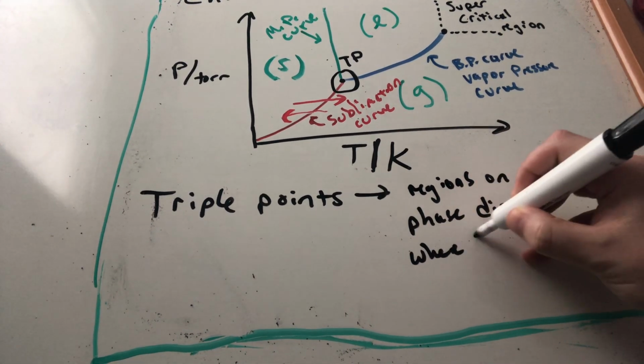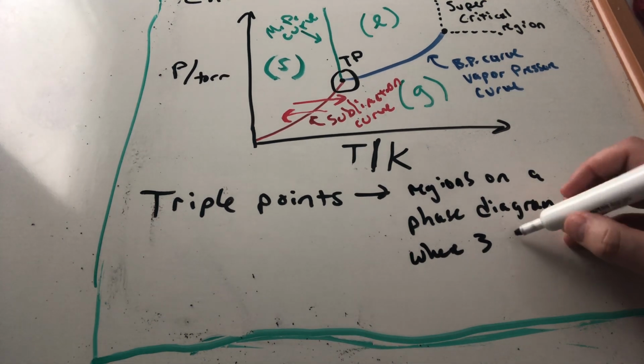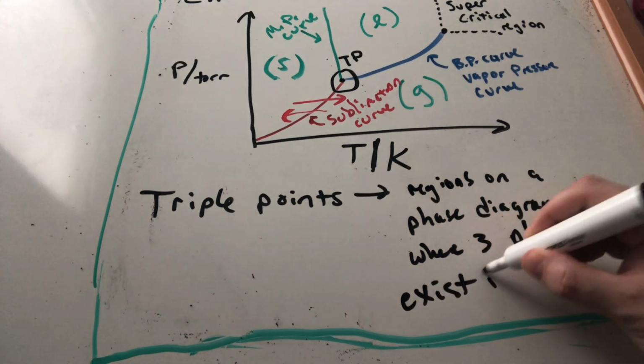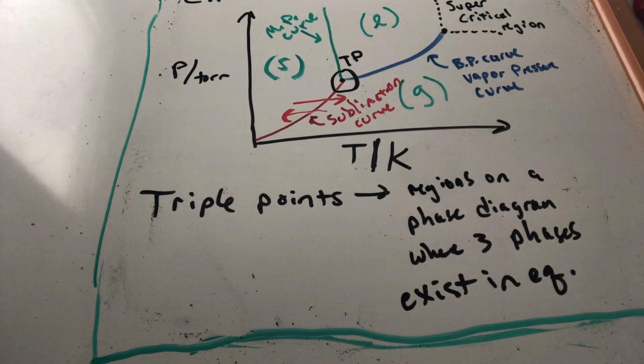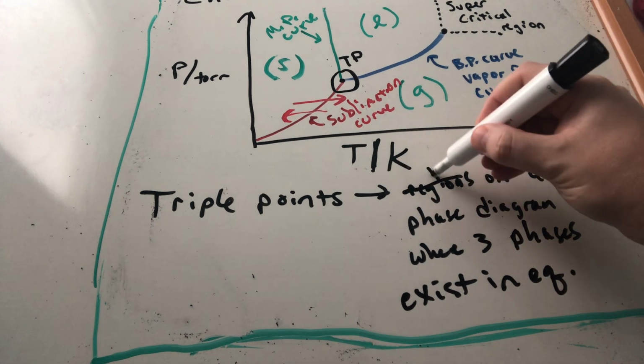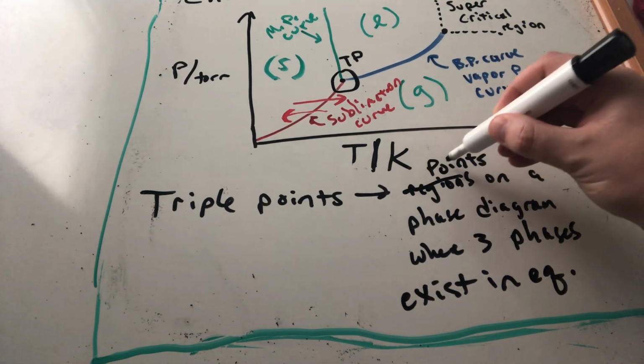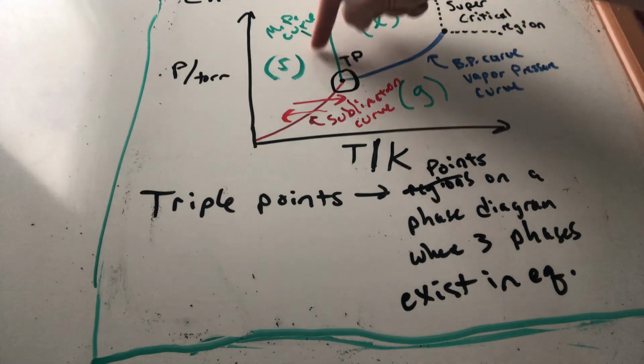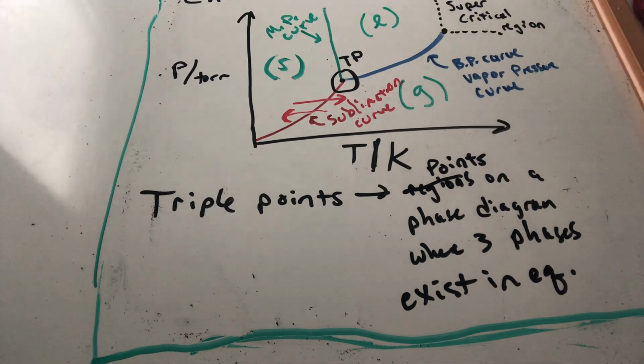where 3 phases exist in equilibrium. So the regions on a phase diagram, they're really points. Points on a phase diagram where 3 phases exist in equilibrium. The standard one is between a solid, liquid, and gas, but you could have multiple solid phases, and whenever you see 3 regions just coexisting, there's a point that's going to be there, that we're going to label as the triple point.